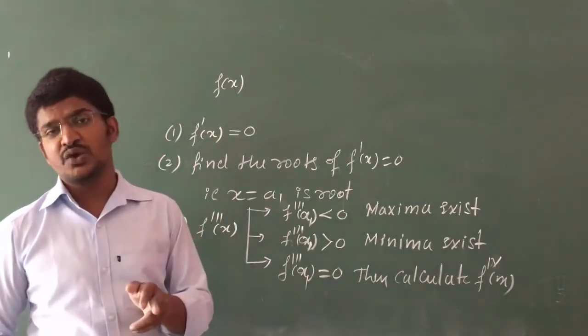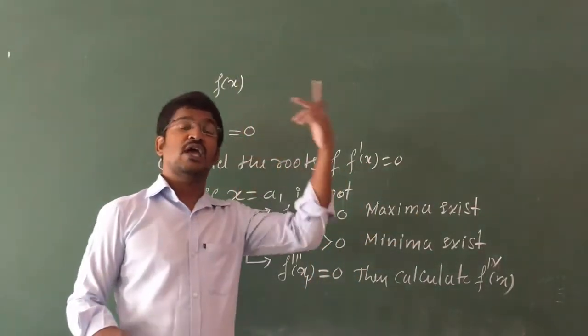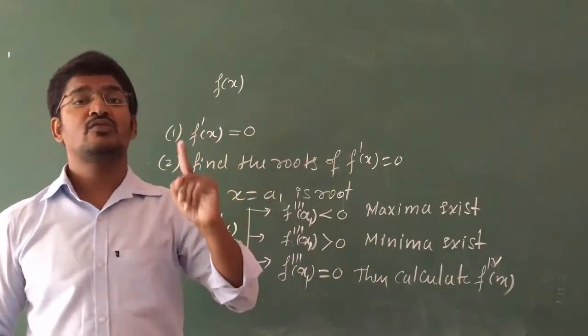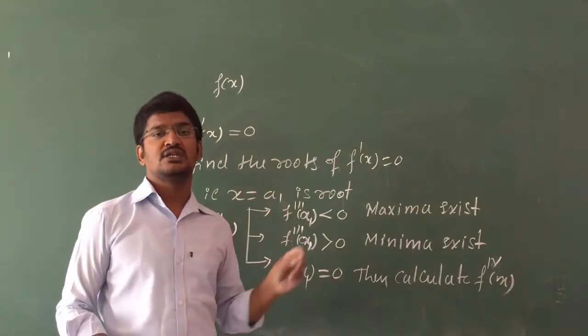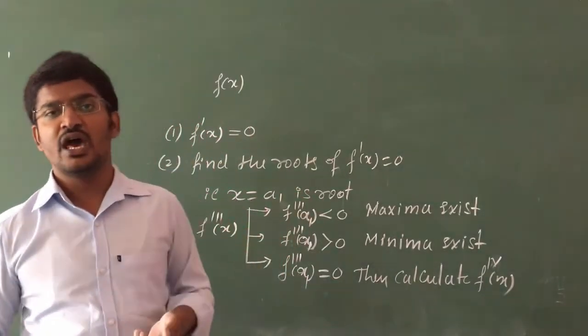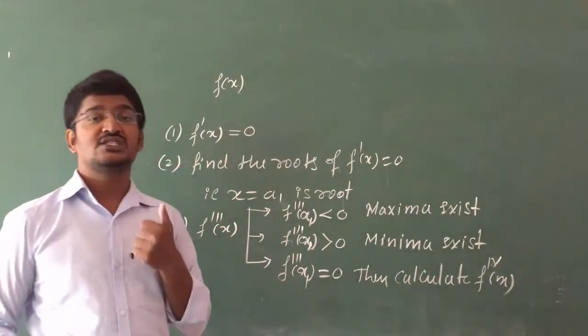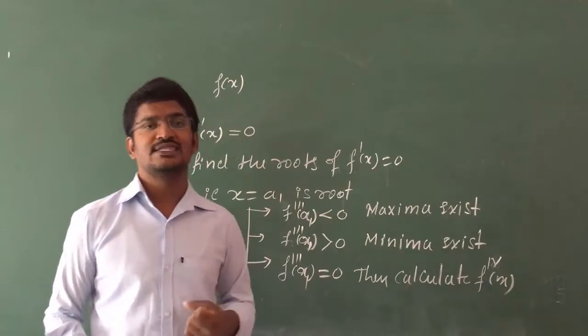If it is positive, minimum exist. If it is negative, maximum exist. Please remember, you will confuse. If it is negative, maximum will exist. If it is positive, minimum will exist. Are you clear? So now let us start the solving of problems on this.